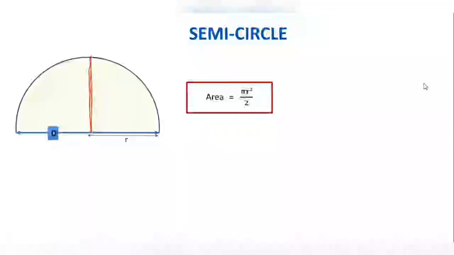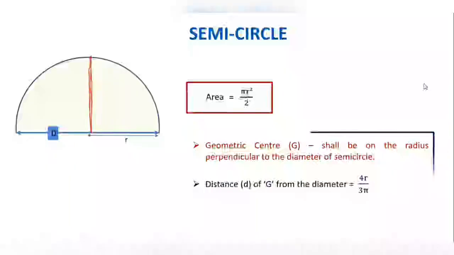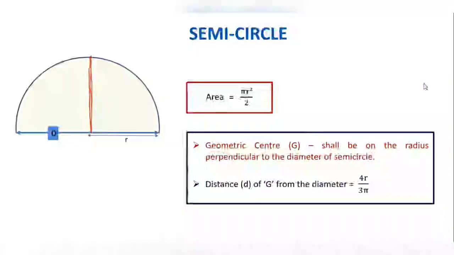Where will be the centroid of it? It will be on a radius perpendicular to the given diameter. Now, where will the geometric center be? Obviously, I'm sure you'll agree that on this red line, the geometric center will be closer to the diameter than the circumference. Why? Because on top, the width is reducing with the curvature. Because of the curve, the width of the area is reducing. The geometric center of this semicircle would be somewhere here.